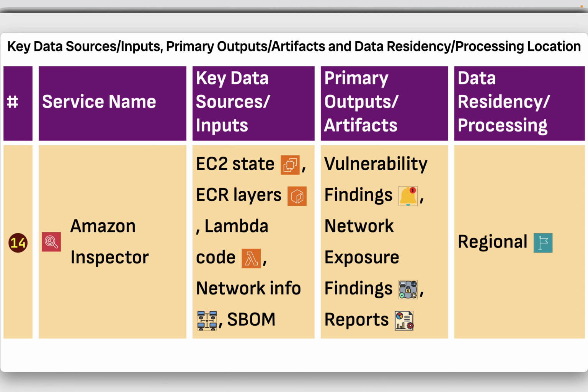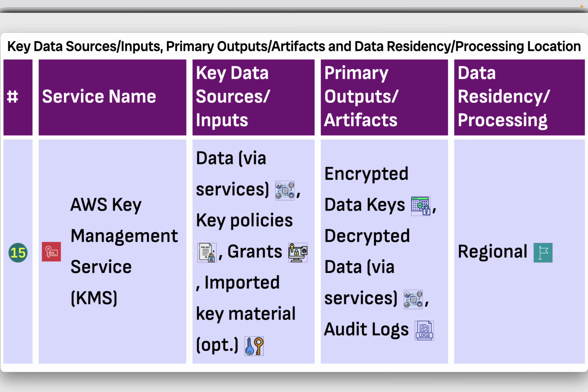Next, we have Amazon Inspector. Data sources are EC2 state, ECR layers, Lambda code, network information, and SBOM. Outputs are vulnerability findings, network exposure findings, and reports. And residency is regional.